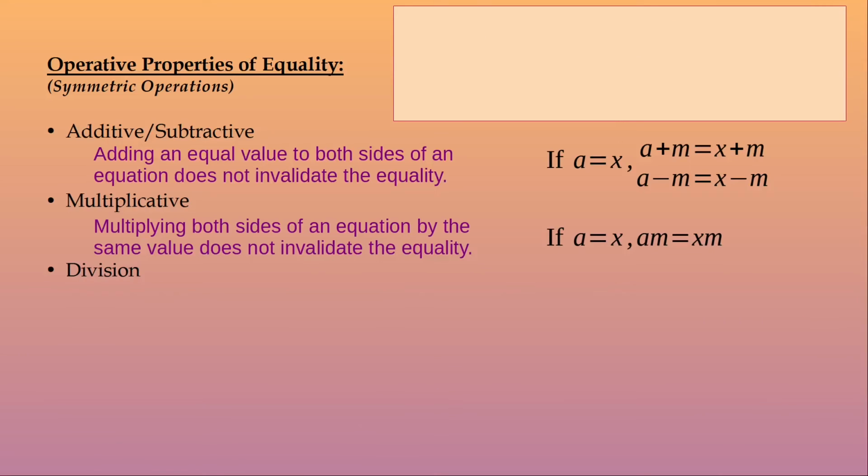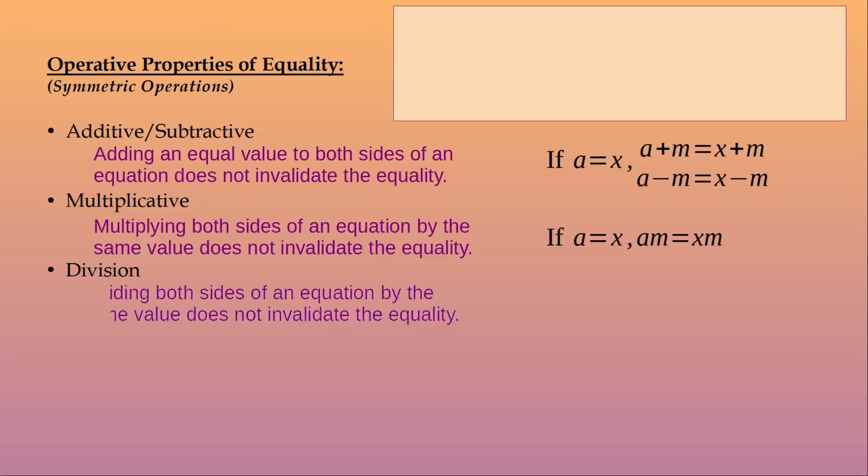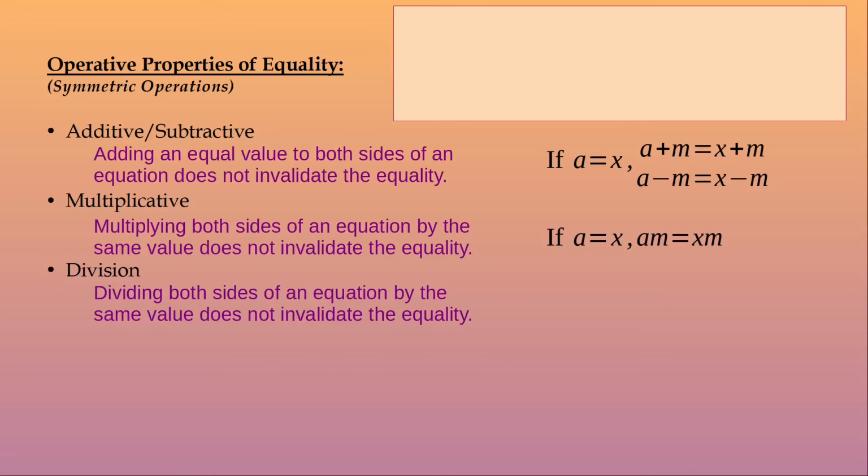The last one, the division symmetric operation, shouldn't be surprising by now. We can divide both sides of an equation by any value. So up here we've got 14 equals 14. If I divide both sides by 2, then I get 7 equals 7, and it's still true.